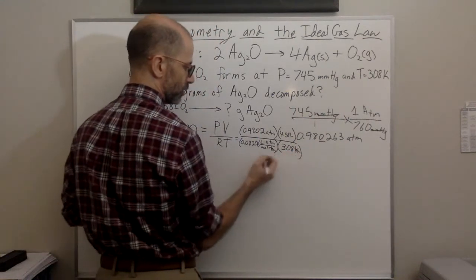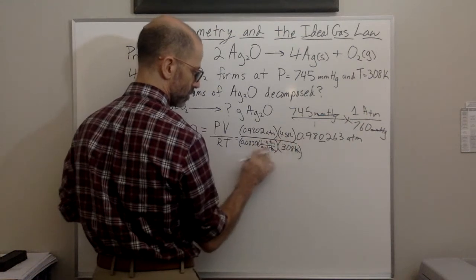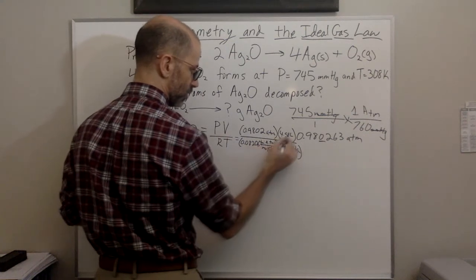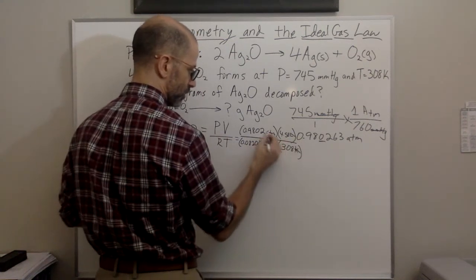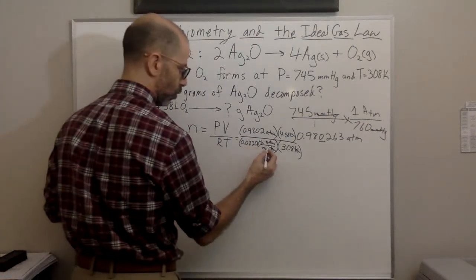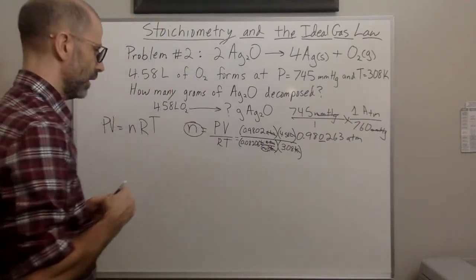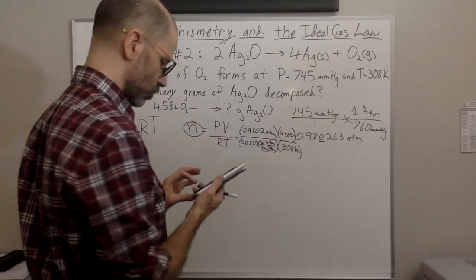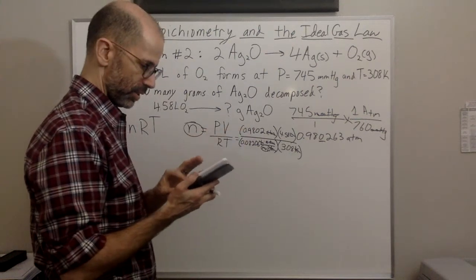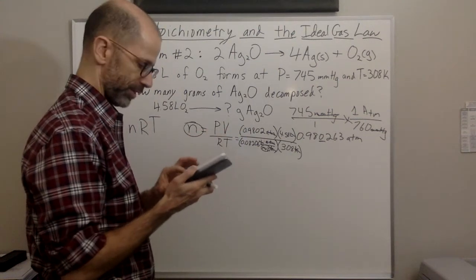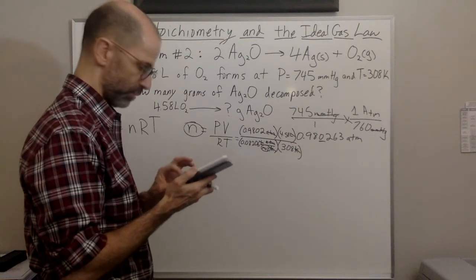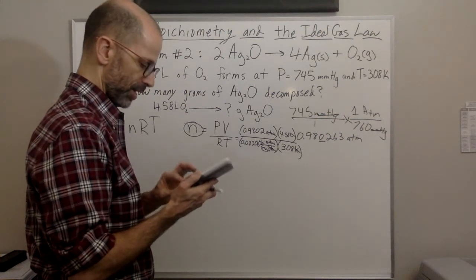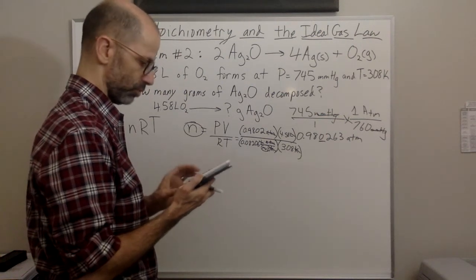So Kelvin cancels out. Moles does not cancel out. Liters cancels out. Atmospheres cancels out. And so we're left with moles, which is what we want. And so we calculate that once again. So, multiply this times 4.58 divided by 0.08206 divided by 308 equals.